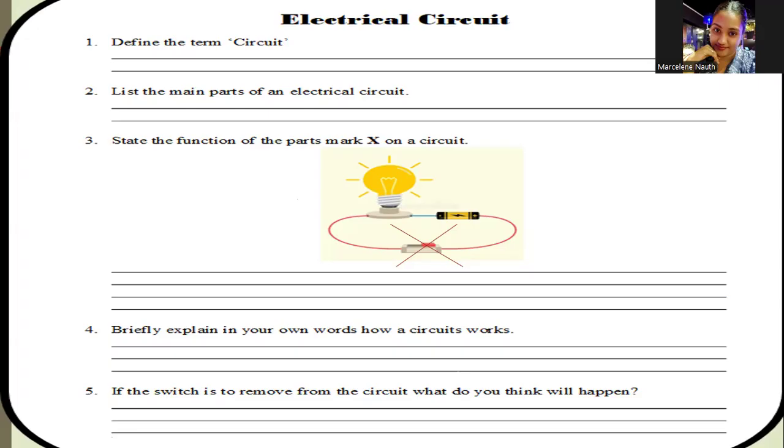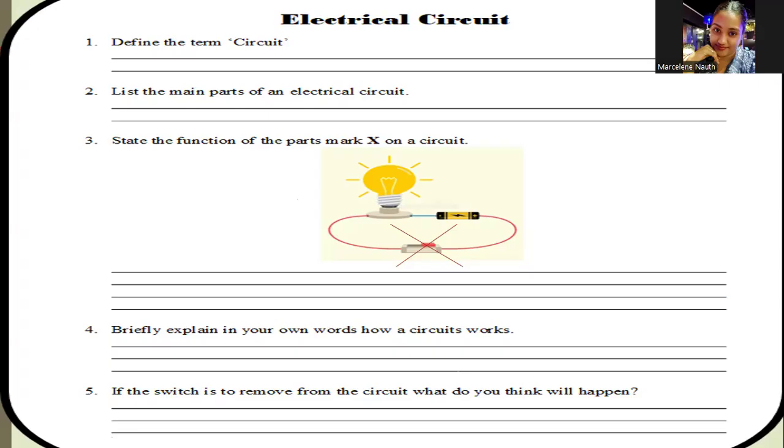Excellent. Now, this would have brought us to the end of today's lesson. Now, let's do a quick and brief recap of what you would have learned today, right? So, we talked about the definition of circuits, we talked about the parts of a circuit and its function, and we talked about how a circuit works. Isn't that so?